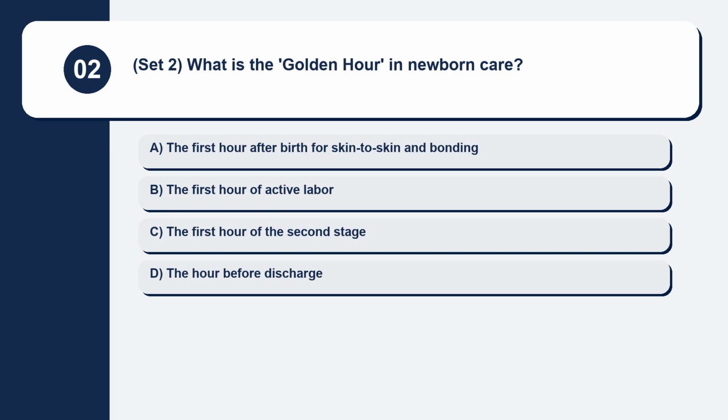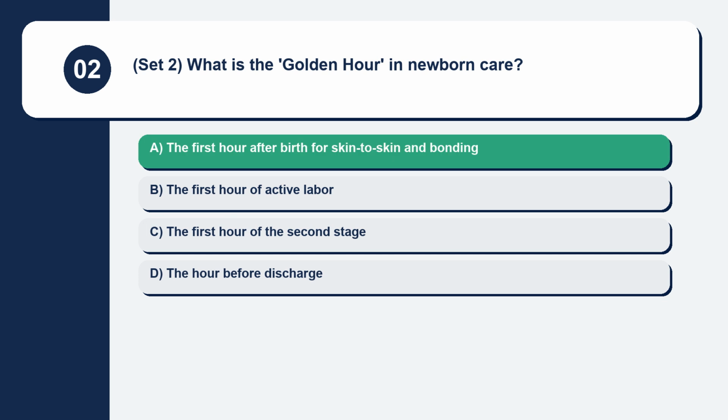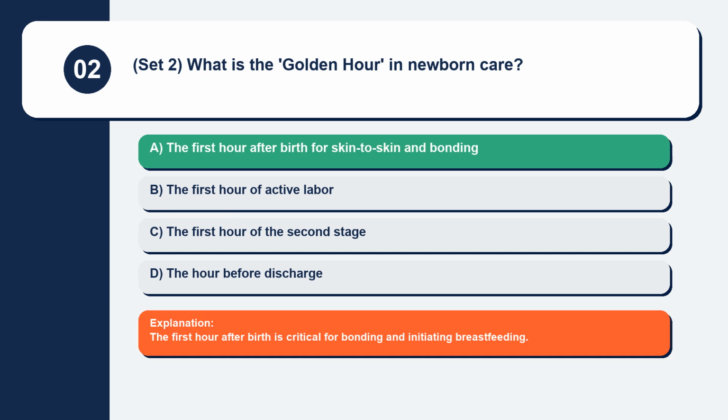Question 2. Set 2. What is the golden hour in newborn care? The first hour after birth for skin-to-skin and bonding, the first hour of active labor, the first hour of the second stage, the hour before discharge. The first hour after birth is critical for bonding and initiating breastfeeding.